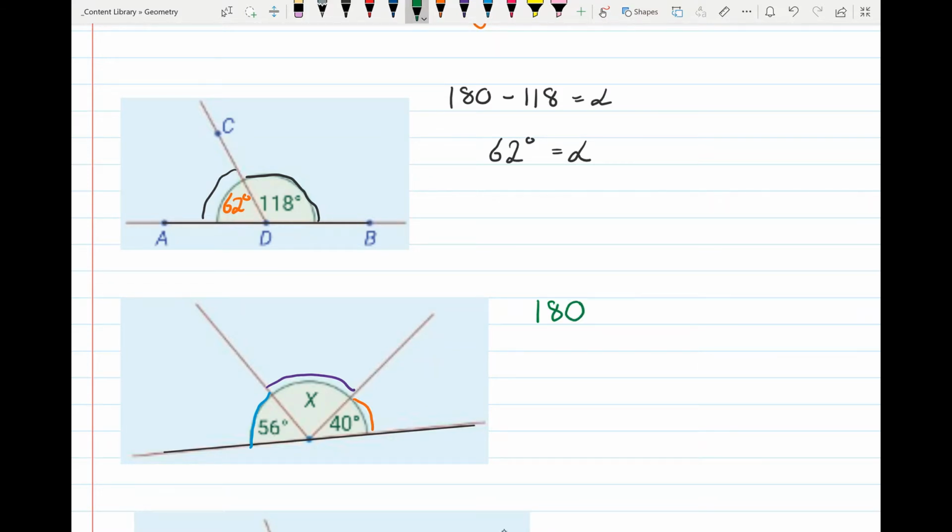So 180, take away 40, take away 56, will give us whatever's left over, which is x, the missing angle. So 180, take away 40, take away 56, leaves us with 84. So 84 degrees is x. And then come over to my diagram and fill that in onto the diagram. 84 degrees.